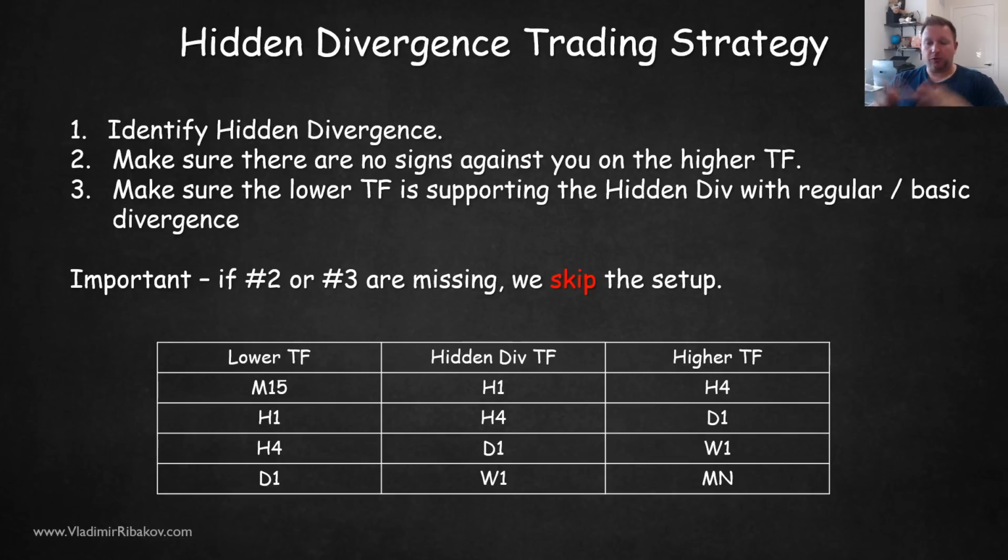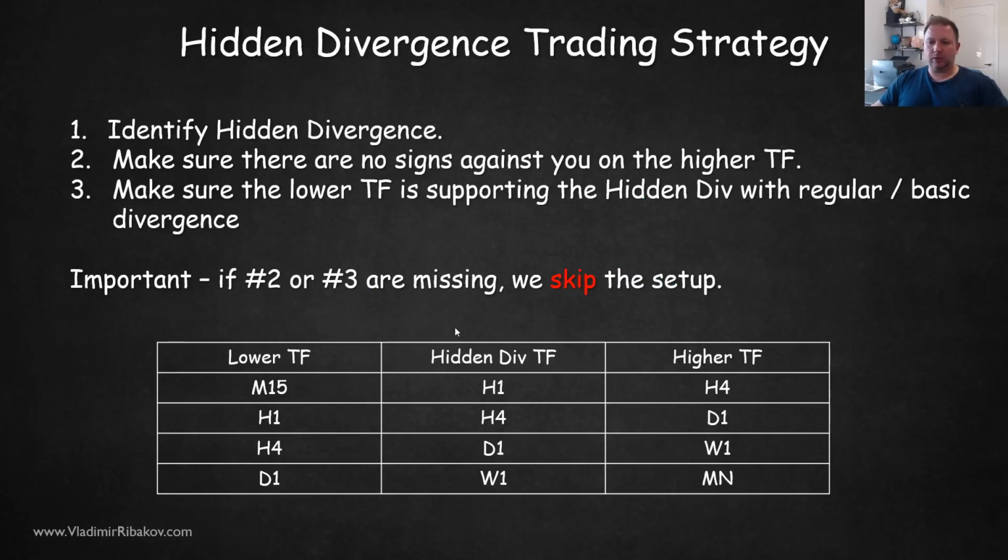Of course, if you want to learn much more about the divergences, I invite you to enjoy the videos I have in the channel. Also, check around with the Divergence University for full divergence education. So that's what we do in the hidden divergence trading. And the main thing here is this: if number 2 and 3 are missing, we skip the trade or we put an X on this trade, okay?